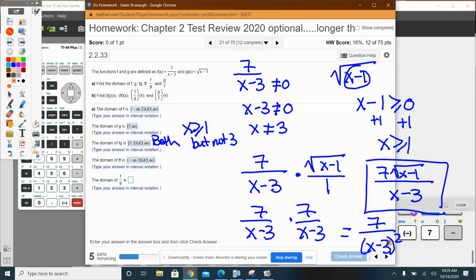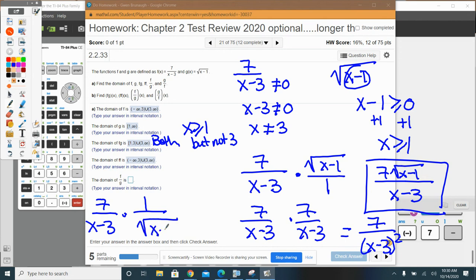Okay, so now the domain of f over g. Well, what does that do? Well, that's going to put them both into play, okay? So I'm going to take 7 over x minus 3. If I divide by g, I'm really multiplying by 1 over g. That's the same thing, right? So what this equation looks like is really weird. It looks like this, 7, and then it has an x minus 3, and then you're just multiplying it by the square root of x minus 1.